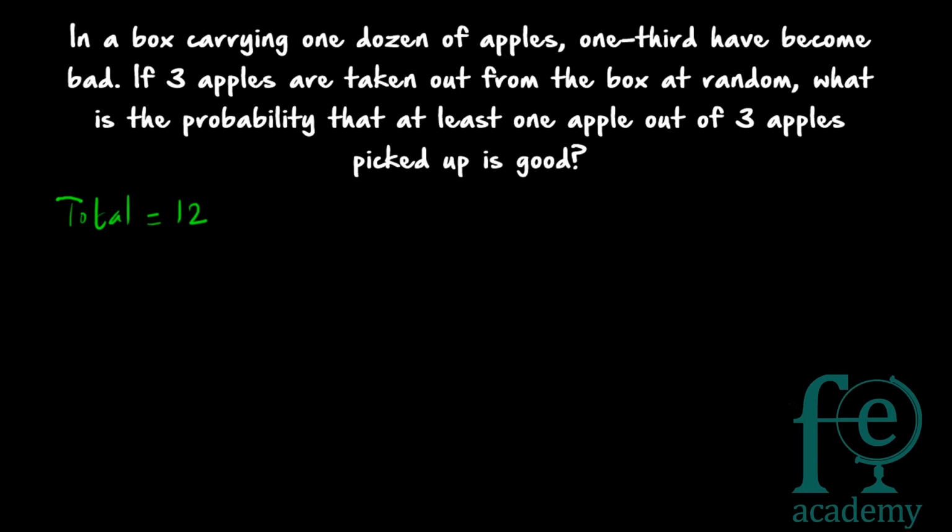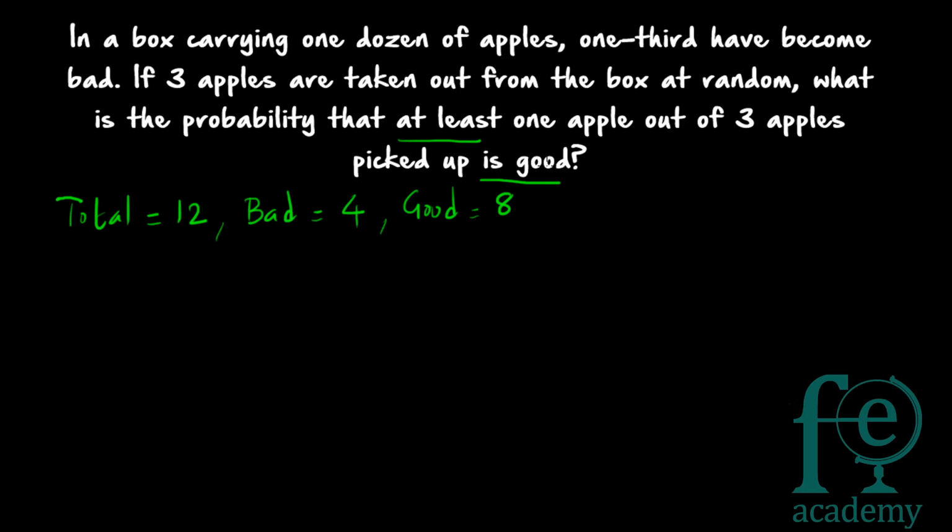So there is a total of 12 apples, and how many are bad? Bad apples is equal to 4. So 4 apples are bad. So that means 8 apples are good. 8 apples are good, 4 apples are bad and there is a total of 12 apples. Now you are taking 3 apples at random. So what is the probability that at least 1 apple out of 3 apples picked up is good? So the at least question is coming, at least 1 should be good.